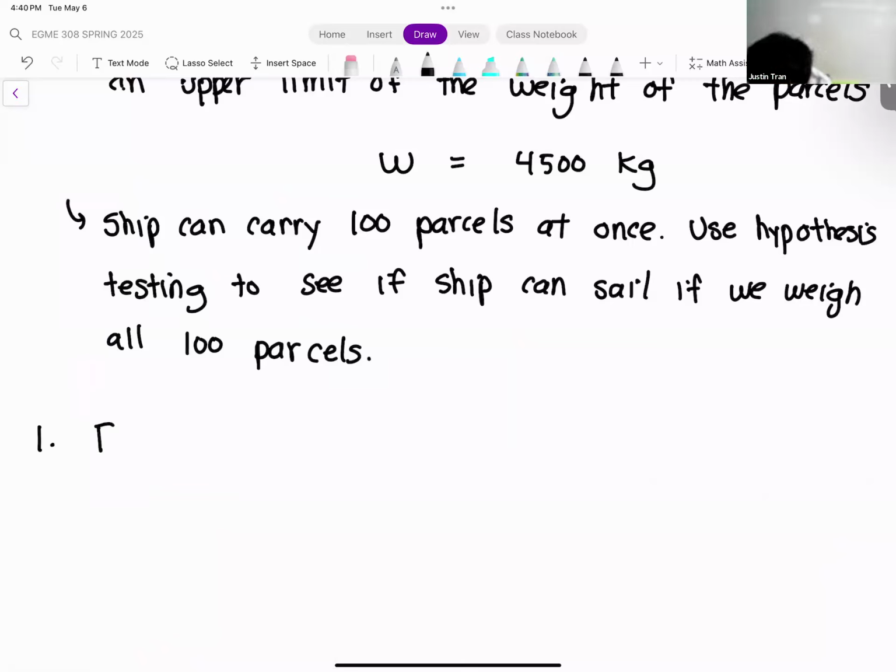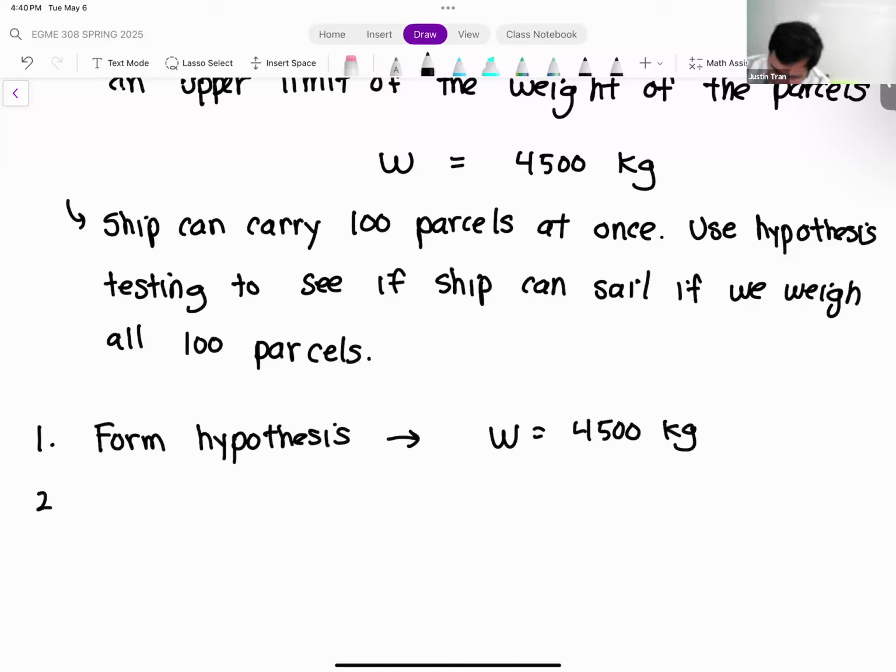And so our hypothesis in this case is that the weight of each parcel is going to be 4,500 kilograms. And so it's already actually given to us in the problem. So that's pretty straightforward in this case.